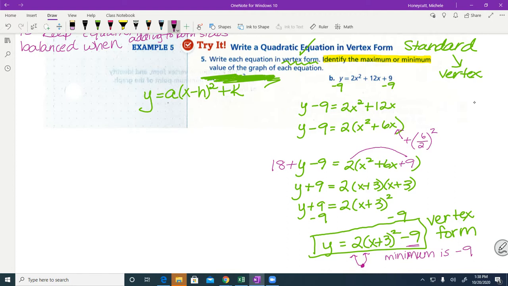Then it says, that's it of the graph of the equation. Yeah, that's it.